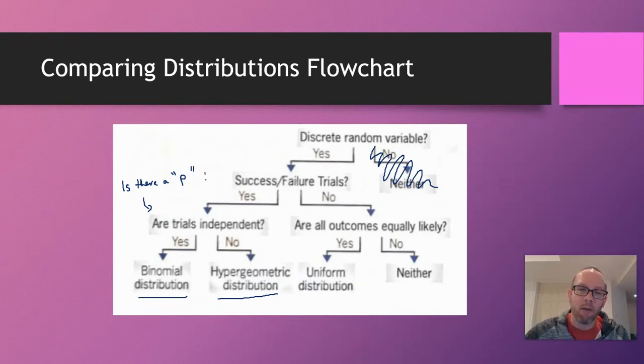So, are the trials independent? You can think, well, if I was doing this as a binomial distribution, what would I use for P? If you can answer that question, then yeah, it's binomial. But if you can't, because the probabilities keep changing, then the trials are dependent and you would use hypergeometric. If it's not success and failure, if all the outcomes are equally likely, then you're at a uniform distribution. And if all the outcomes are not equally likely, then the answer is no.